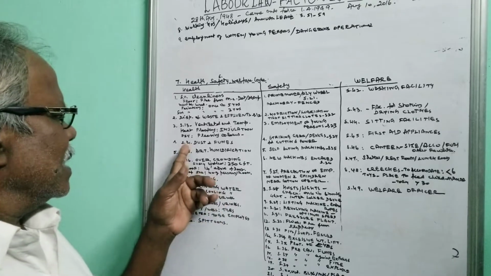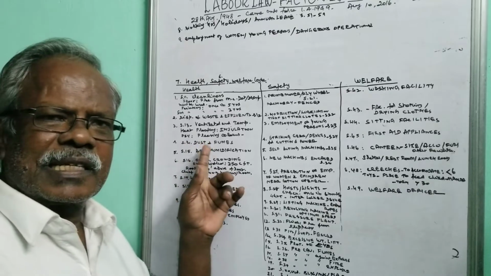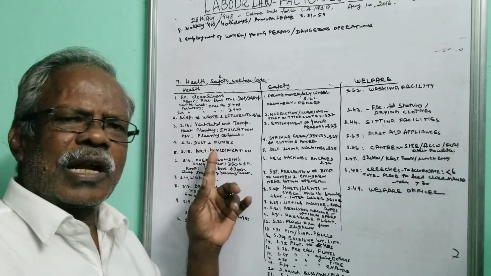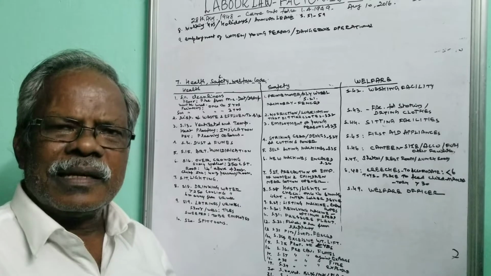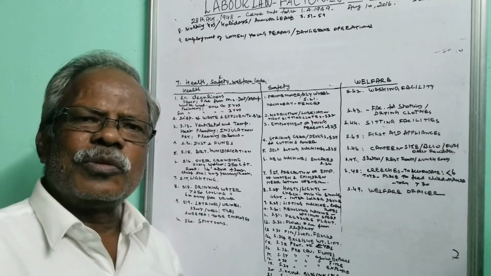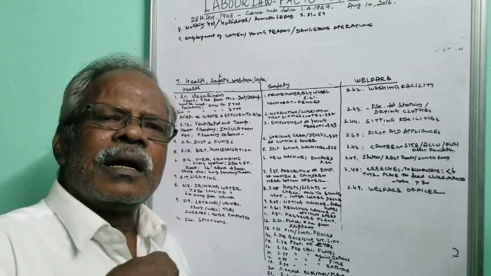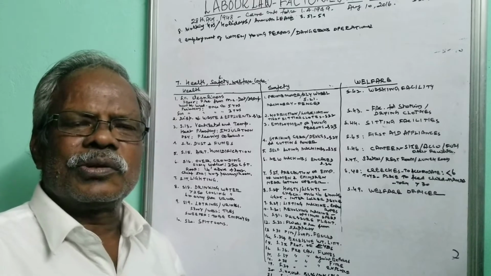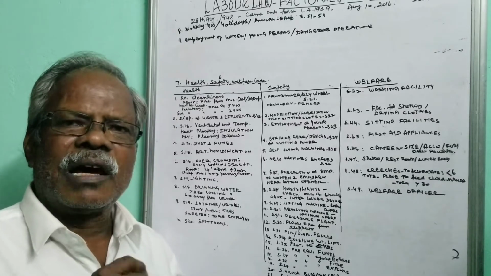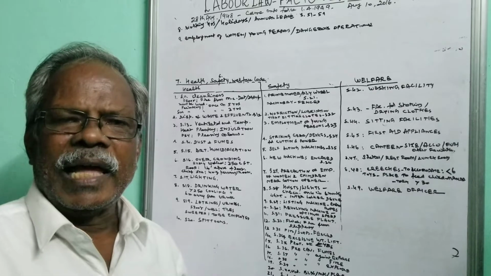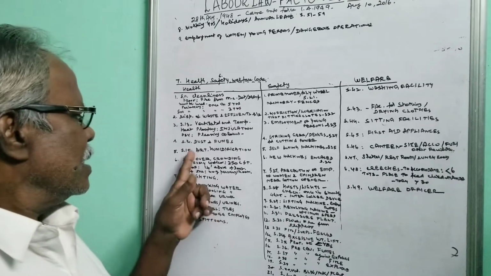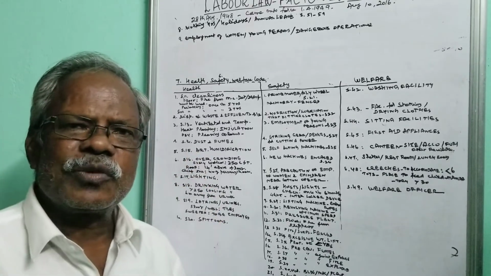And then section 14 suggests the dust and fumes should not be accumulated in the working area. That should be exhausted then and there. So there should not be any dust or fumes which may hinder the activity of the employees, workers. Section 15, artificial humidification.